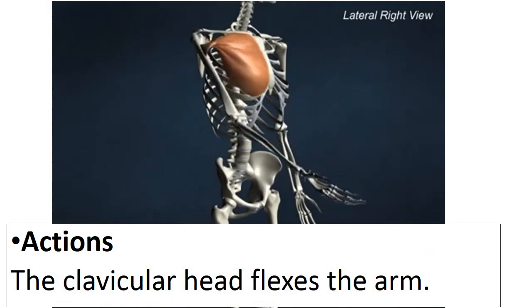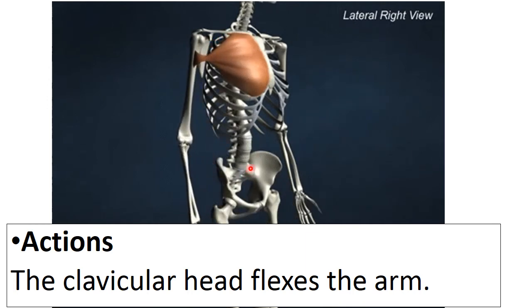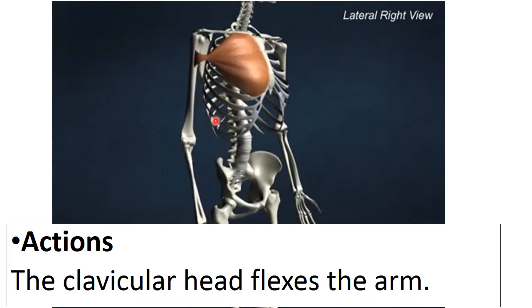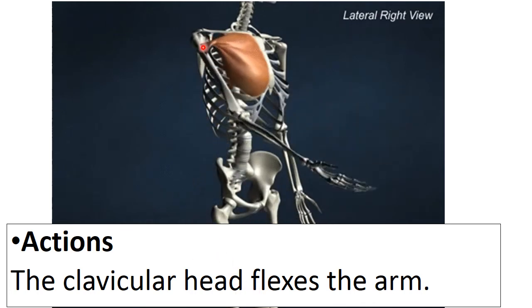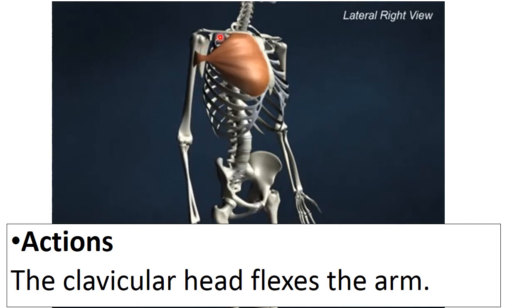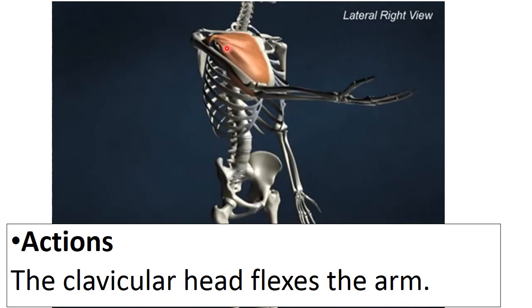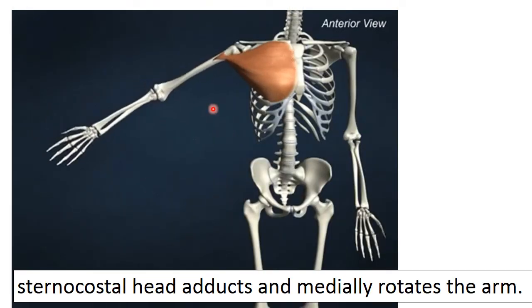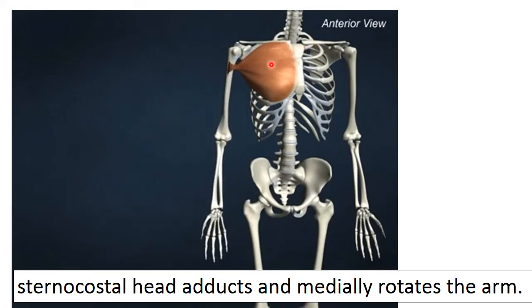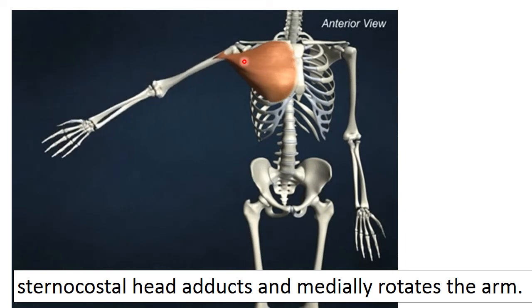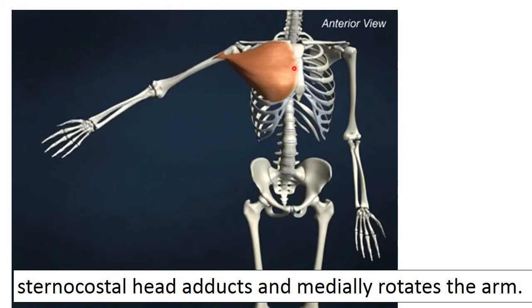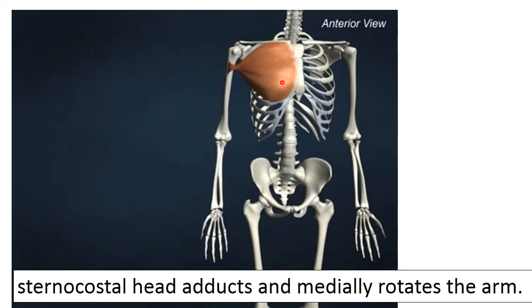Now the actions of the pectoralis major. The clavicular head flexes the arm. Try to see this picture here, a GIF image. You can see the flexion of the arm is carried out by the clavicular fibers. Now sternocostal fibers, observe this picture here. Sternocostal fibers carry out the movement called adduction. Adduction and medial rotation are caused by sternocostal fibers.